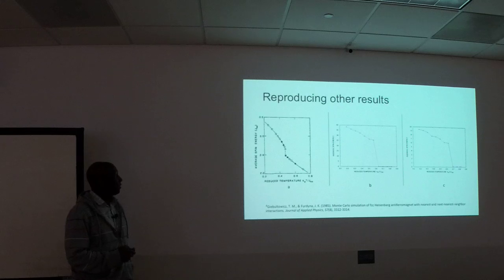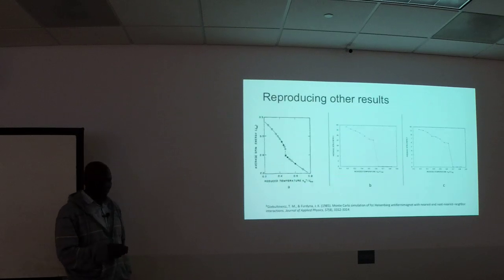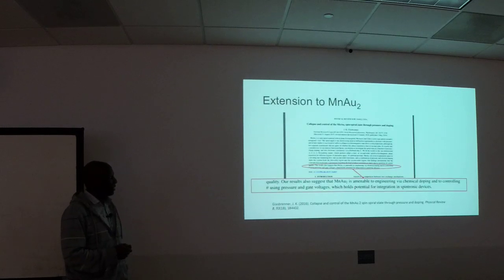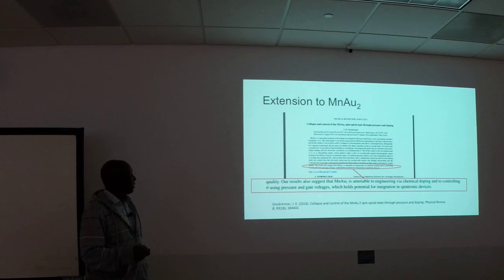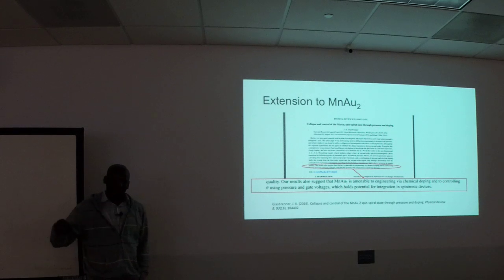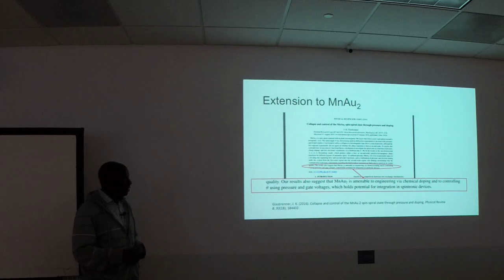Right. Okay, so that's my model essentially. It seems to be working. So the next point will be to extend it to the manganese gold system, which is the point of interest. And why this system is interesting is that the manganese gold transition, and the nature of the transition, can be affected by pressure and voltage. And if you are able to do that for thin films of manganese gold, then it has potential for application in electronic devices.